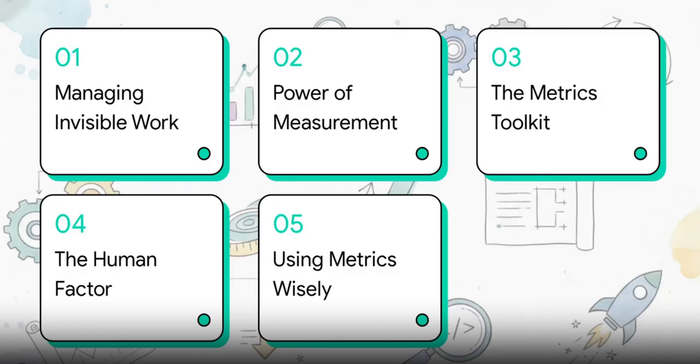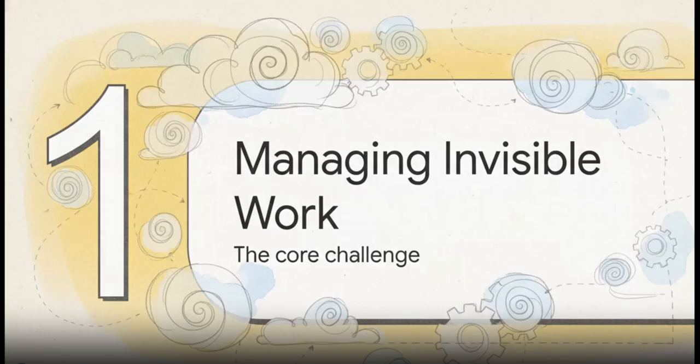Okay, so here's our game plan for this explainer. We're going to start with that core problem of managing invisible work. Then we'll get into the power of measurement. After that, we'll peek inside the metrics toolkit itself, talk about the crucial human factor, and wrap things up by looking at how to use all these tools wisely. Right, so let's get into it.